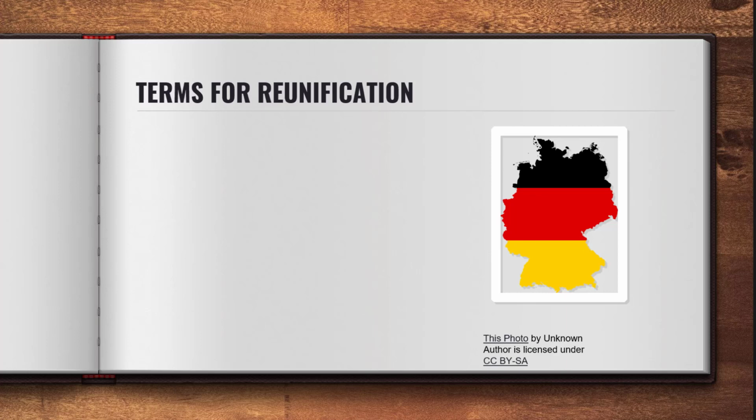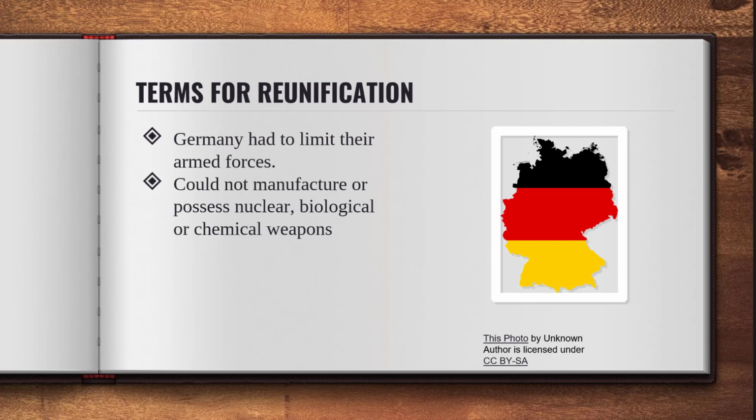They were no longer divided in half, but there were terms for this reunification. The world still did not trust Germany, so Germany had to limit their armed forces. They could have them, but they had to be very limited. They could not manufacture or possess, they couldn't make or have nuclear, biological, or chemical weapons.